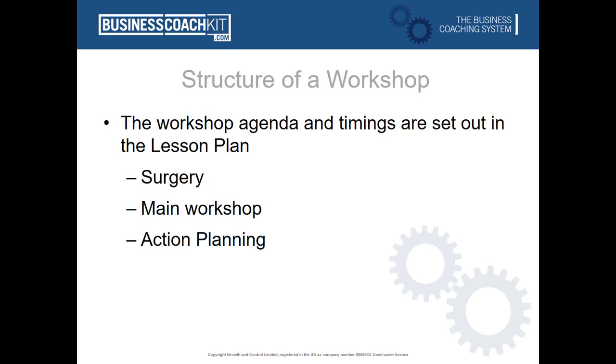So the workshop consists of three elements. First, the surgery, where you deal with individual attendees' business issues. The main workshop, which is slides and exercises, and then finally action planning, where the attendees decide what things they're going to do in their business as a result of the workshop.